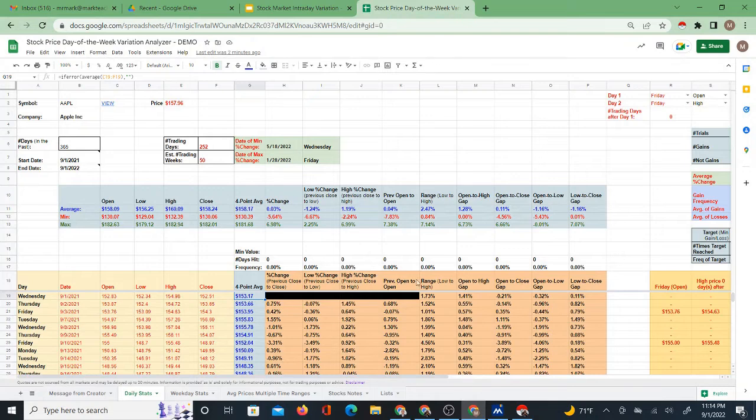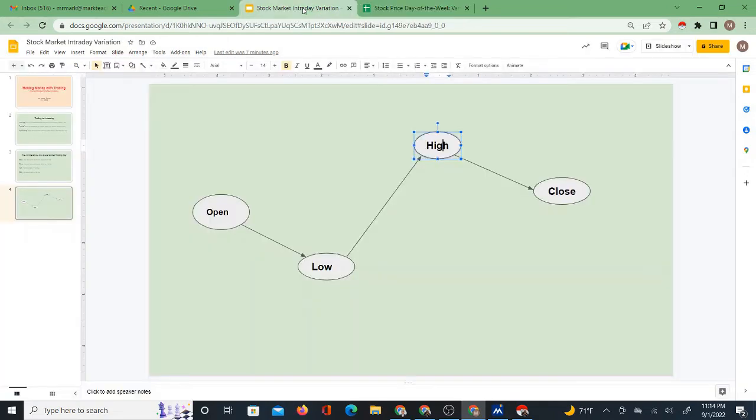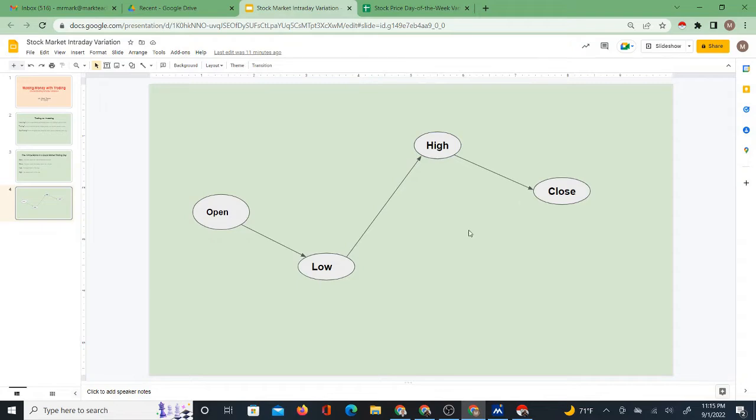But what I would really like to focus on with this is the intraday variation. I'm going to skip some of this, although this is stuff you should know too, because the focus of this video is intraday variation. Intraday variation means variation or change in price inside of the day, between the 4 points inside of the day.